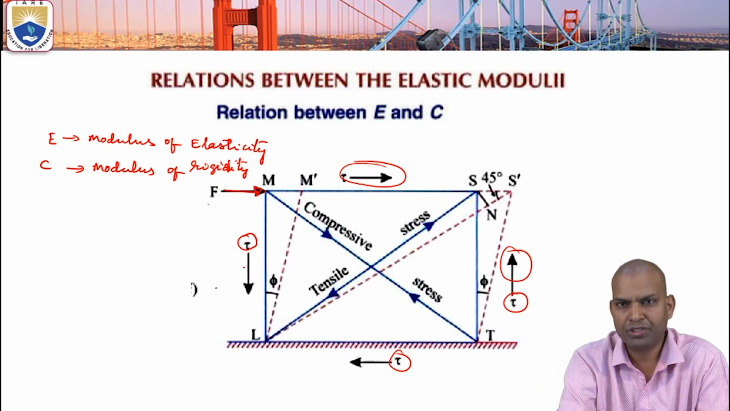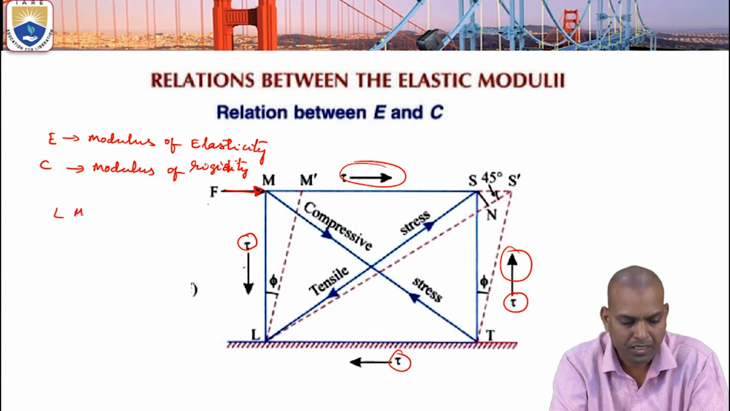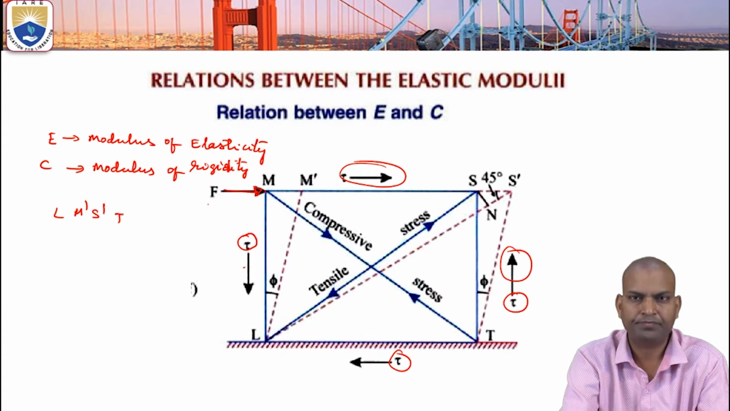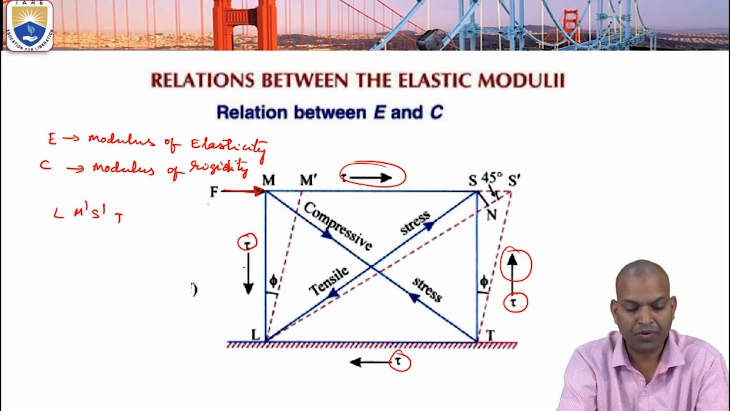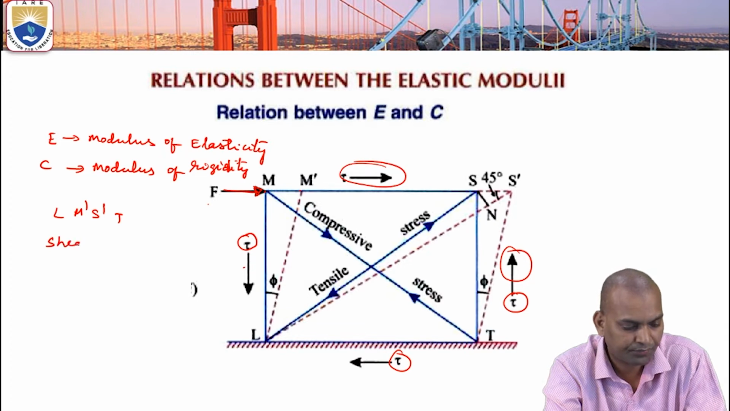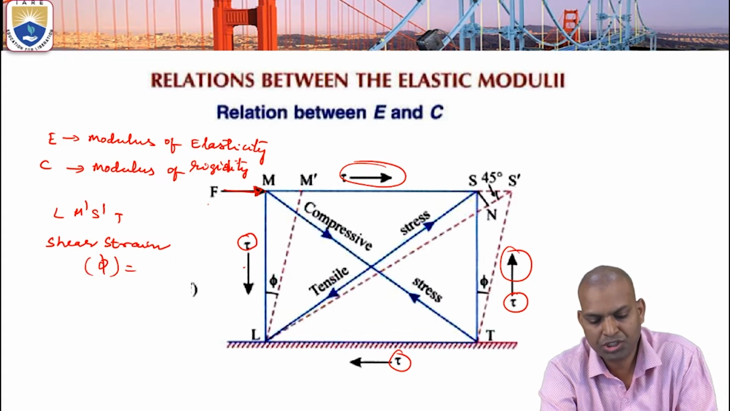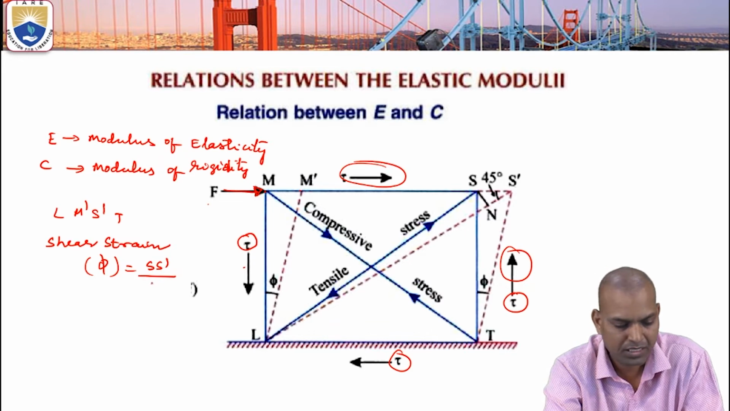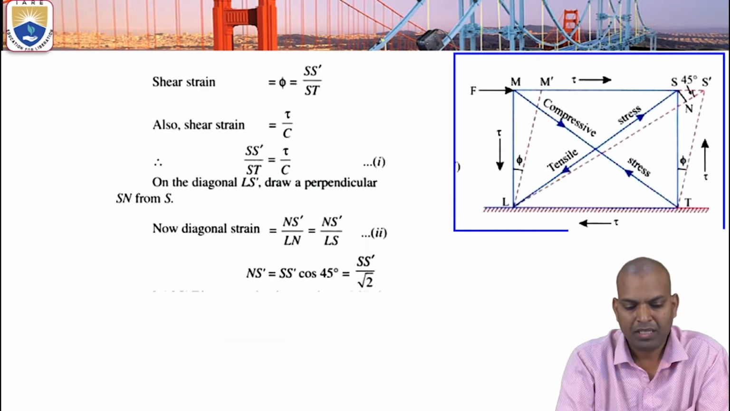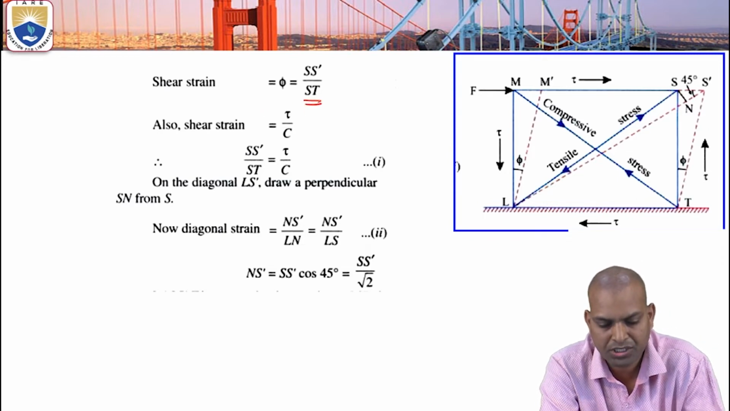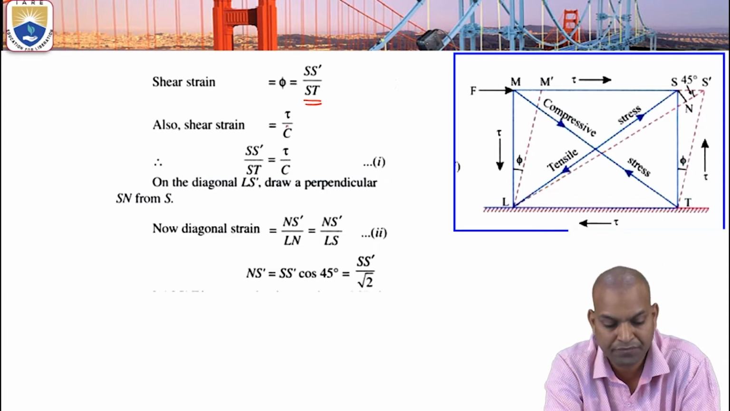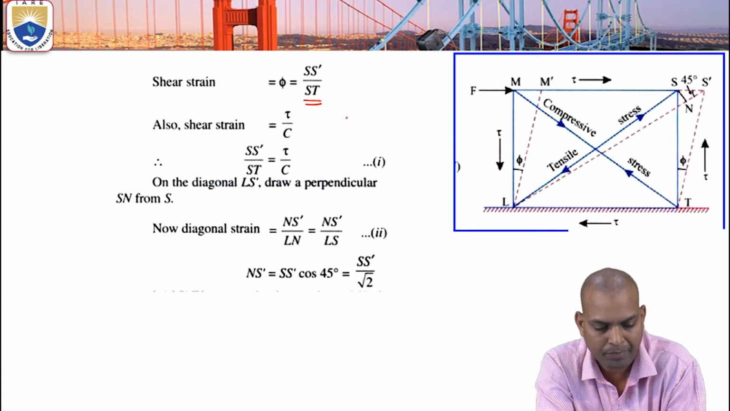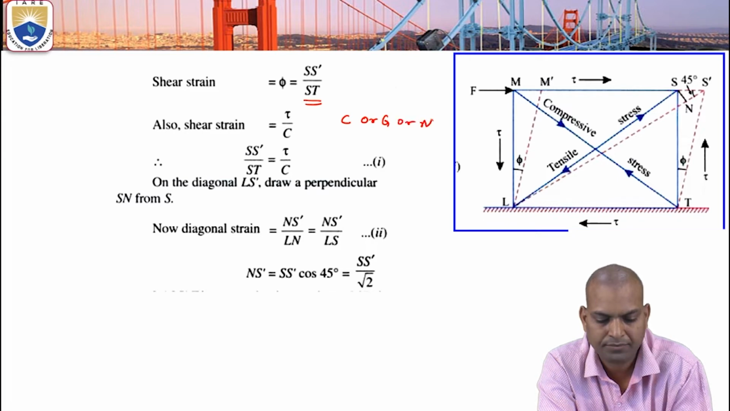Now the new body after the load is L, M dash, S dash, T. The angle made after applying the shear force is the angle phi. This phi gives the shear strain. Shear strain phi equals SS dash by ST, and also shear strain is tau by C, that is, shear stress by modulus of rigidity. Modulus of rigidity is denoted by C or G or N.